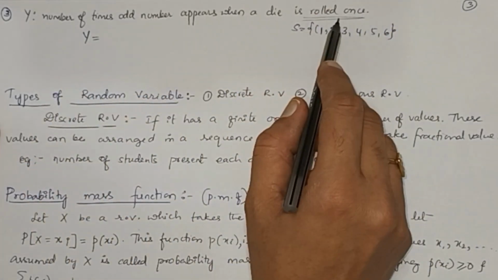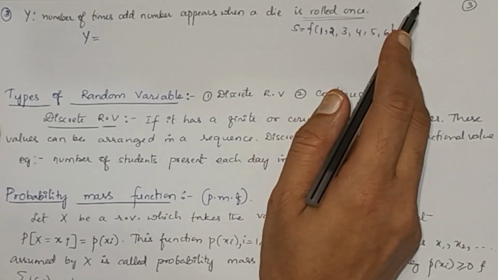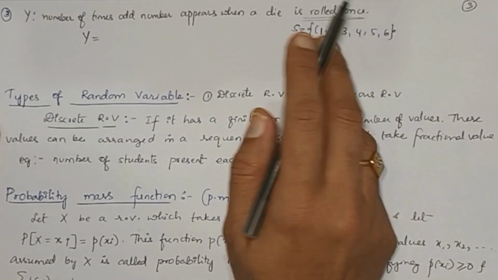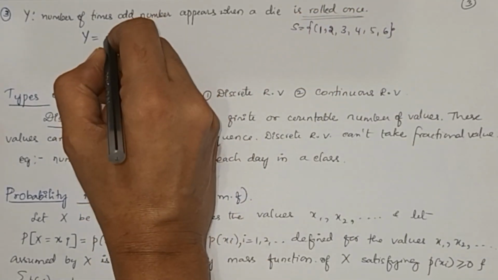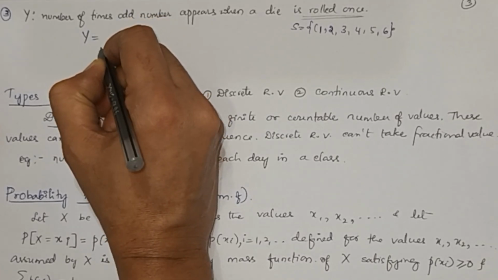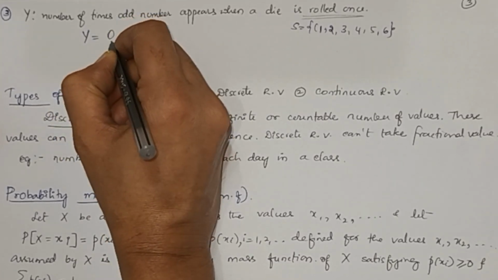So, how many times does an odd number appear when you roll a die? Either it appears or it does not appear. If it appears, the value of the random variable is 1. If it doesn't appear, then it is 0.